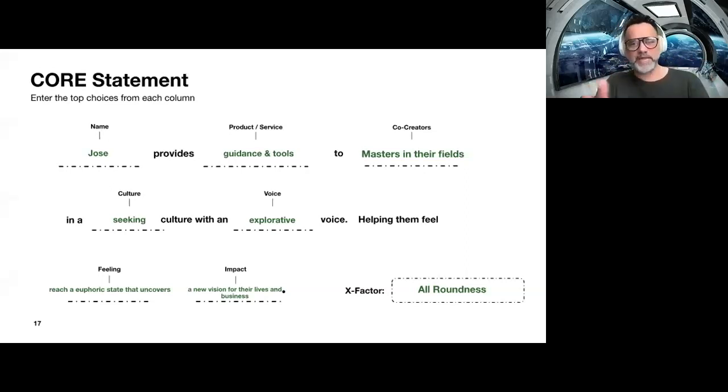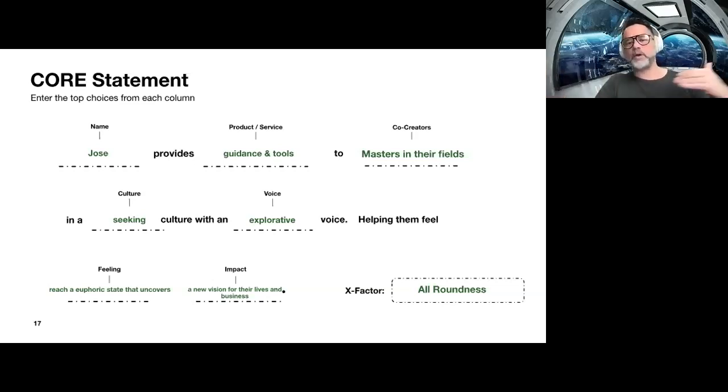And a new statement: Jose provides guidance and tools to masters in their fields. And that definition of fields was because Stintley, who's here, and several other people in the session were not designers. So this sudden understanding that Todd is a product person. Other people might not be brand and logo designers, but they are masters in their field, whatever that might be, and expanding the reach towards that.